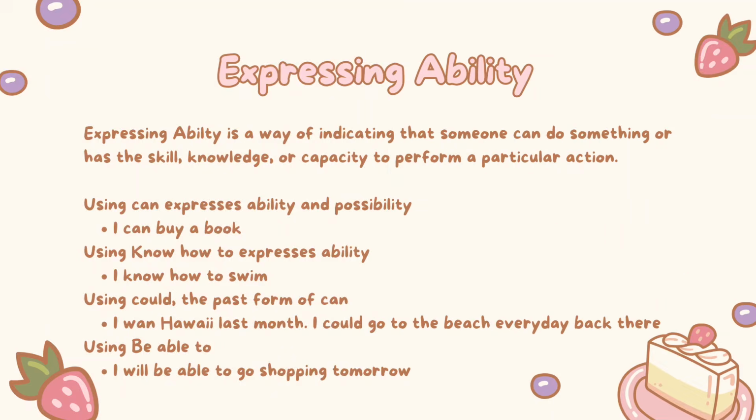Now moving on to expressing ability. Expressing ability is a way of indicating that someone can do something or has the skill, knowledge, or capacity to perform a particular action. There are some things that I noted in this chapter: using can expresses ability and possibility. For example, I can buy a book. Using know how to express ability, for example, I know how to swim, and many more words like could and be able to. Those are some examples of expressing ability.